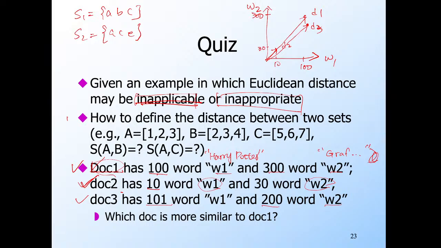Okay, we go back to the second quiz. How to define the distance between two sets? We just talked about it, right? You could use, for example, the Jaccard distance. Now let's finish the discussion of the distance measures.